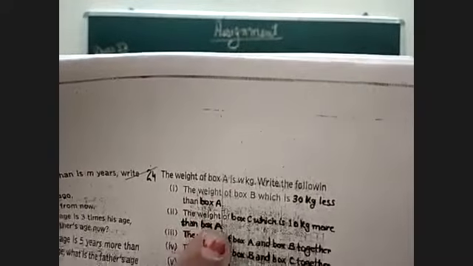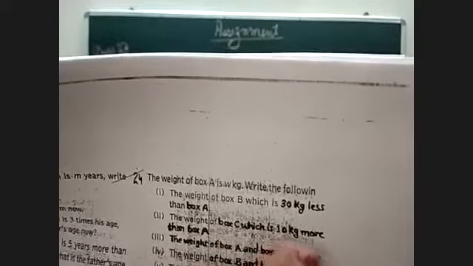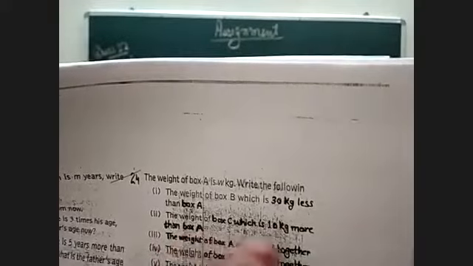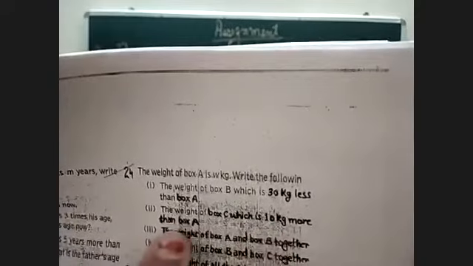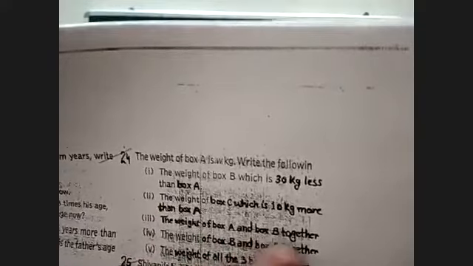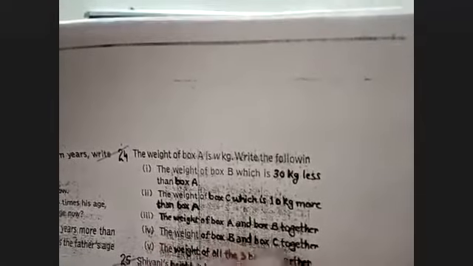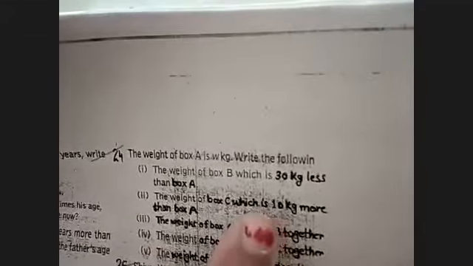Then is part 3. Weight of box C, which is 10 kg more than box A. 10 kg more, that means you have to add 10 to the weight of box A. Here we will be adding. Part 4. Weight of box A and box B together. Here we have to add both the weights of box A as well as B. Then weight of box B and C together. Whatever answer we are getting for B and C, here we will add.